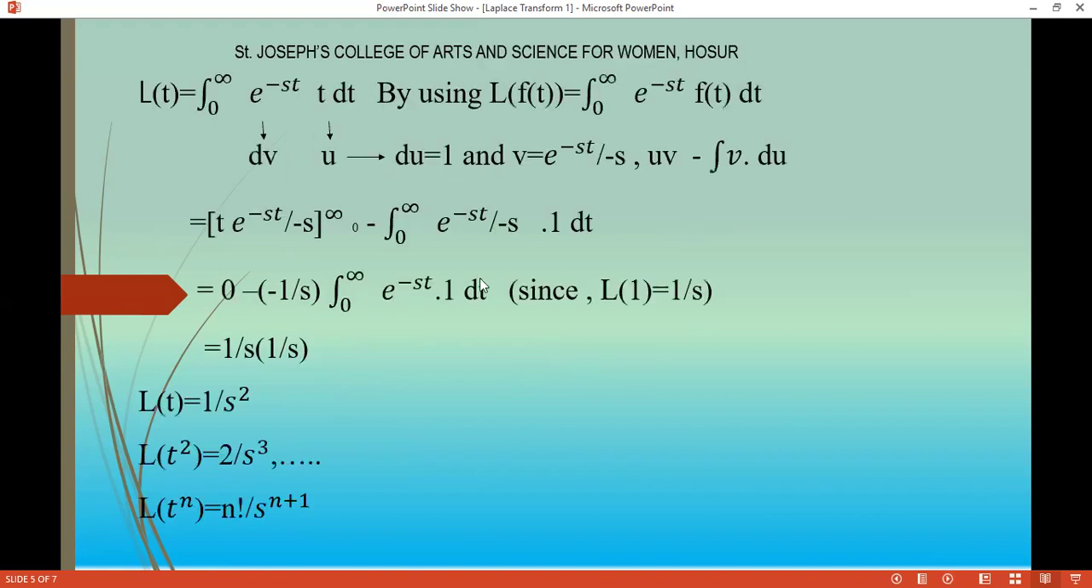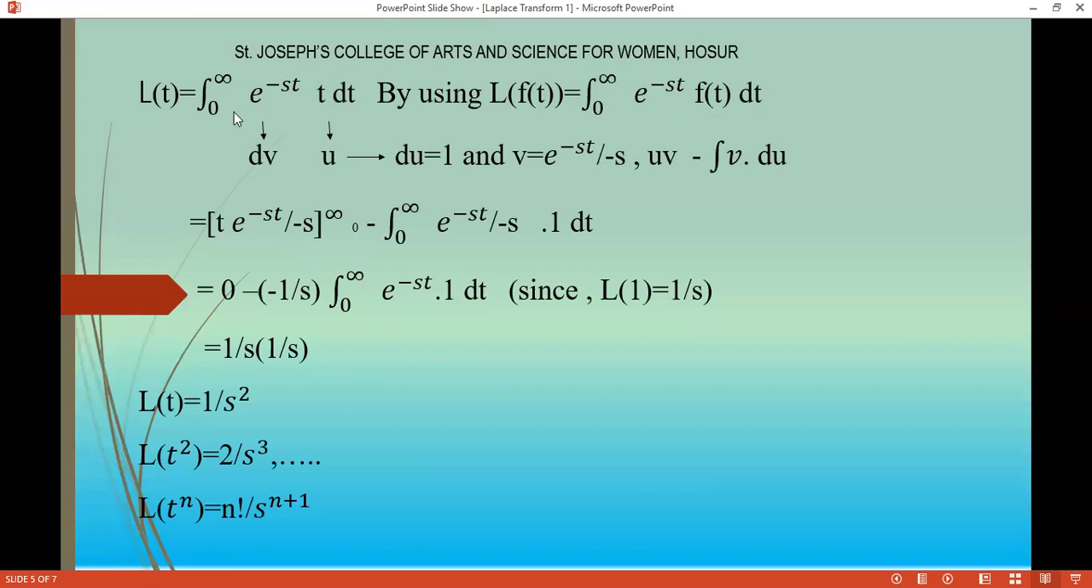Next, we are going to find the Laplace transform of t. We already know from the definition, L of f of t is equal to integral 0 to infinity e power minus st into f of t dt. Here in the place of f of t we have t. So integral 0 to infinity e power minus st into t dt.